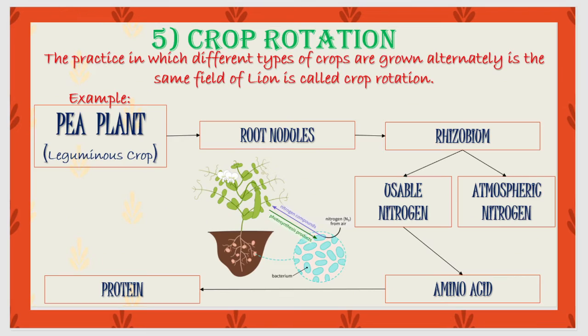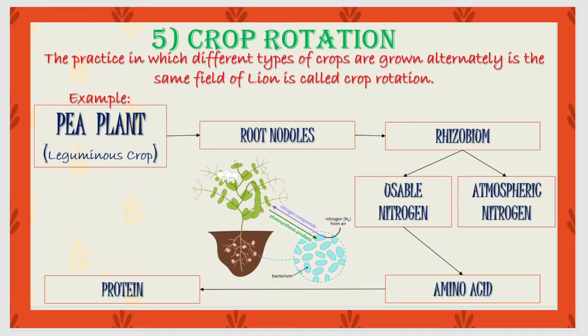Now what is crop rotation? Crop rotation is basically the next step. I can say another method of replenishing the soil with nutrients is through crop rotation. Now before I discuss what crop rotation is, let us know about leguminous crops. Let me give you some examples of leguminous crops first.